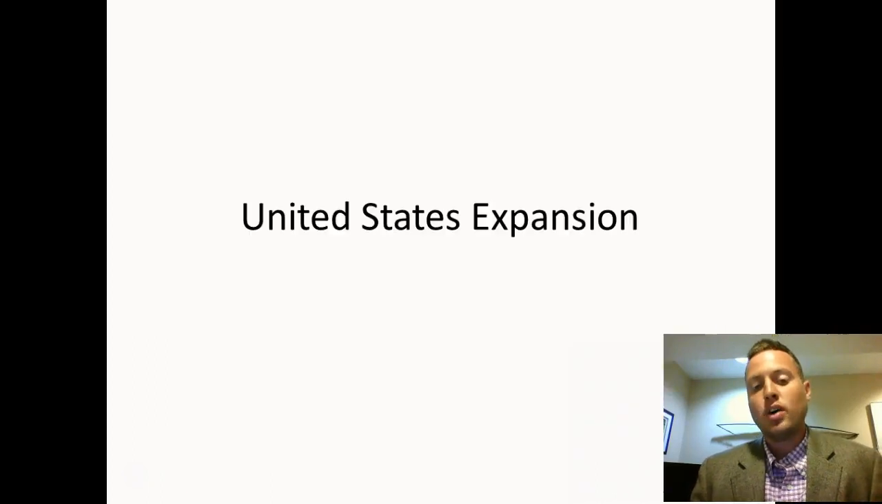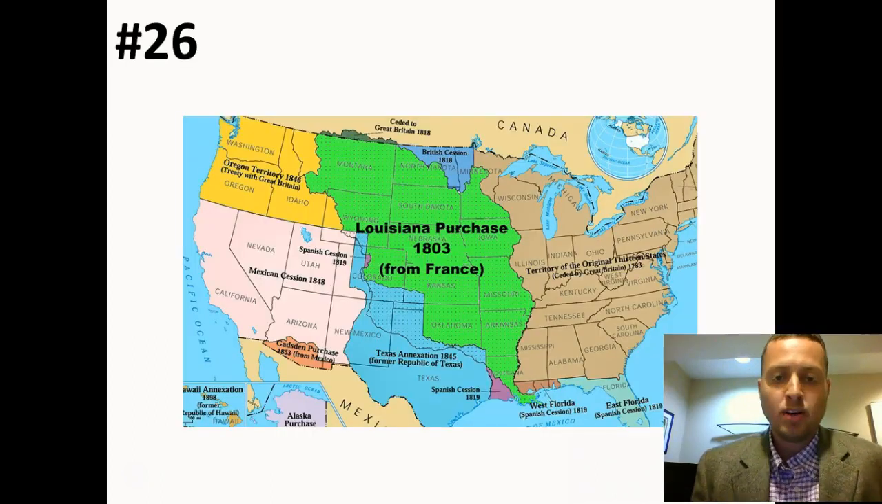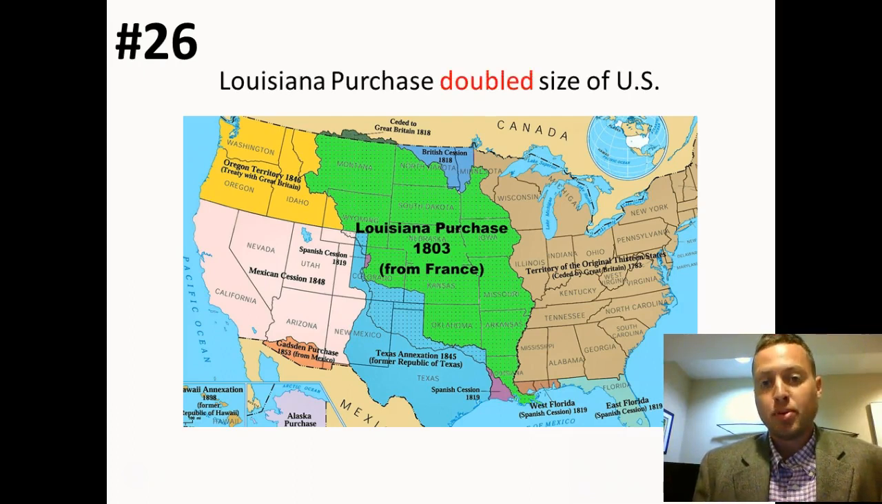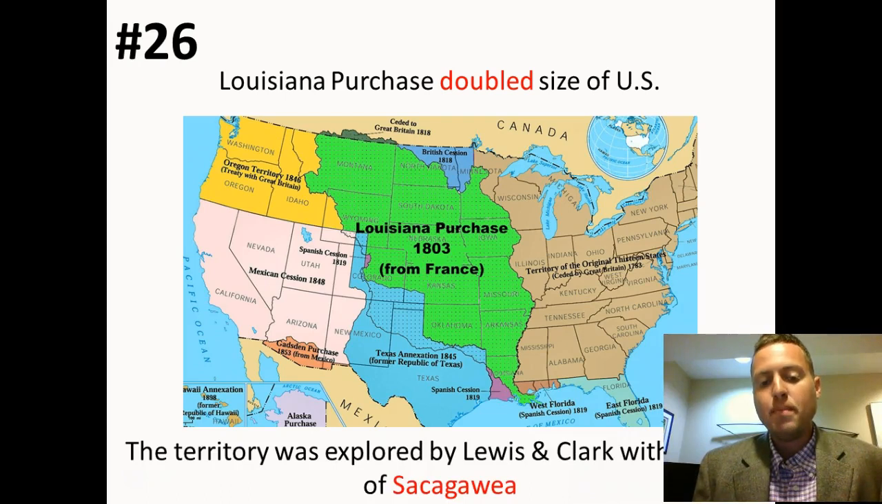Hey, this is an easy one. United States expansion. You ready for this? Super easy one. We get bigger. We doubled our size with the purchase of the Louisiana Territory from France. In 1803, the Louisiana Purchase doubled the size of the United States. Boom! The territory was explored by Lewis and Clark with the aid of a Native American guide, Sacagawea. So you got exploration of this land. The Louisiana Purchase territory is being explored.